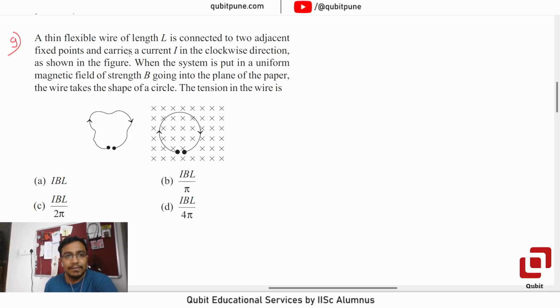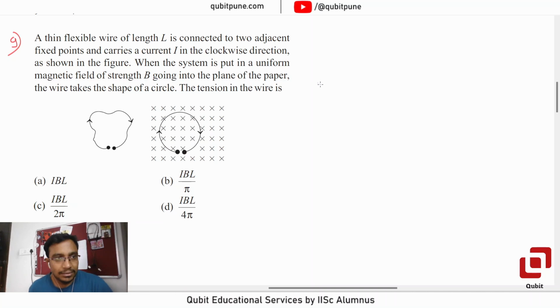A thin flexible wire of length L is connected to two adjacent fixed points and carries a current I in the clockwise direction, as shown in the figure. When the system is put in a uniform magnetic field of strength B going into the plane of the paper, the wire takes the shape of a circle. The tension in the wire is IBL upon pi, IBL upon 2 pi, and IBL upon 4 pi.